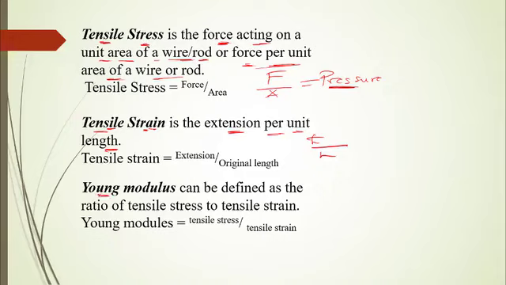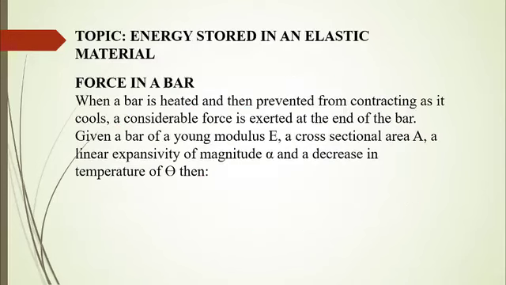And then we have Young modulus, which brings the two equations together. It shows us the relationship between tensile stress and tensile strain. The ratio of the two gives us Young modulus. So Young modulus can be defined as the ratio of tensile stress to tensile strain. Stress over strain gives us Young modulus, which is measured using the symbol gamma.